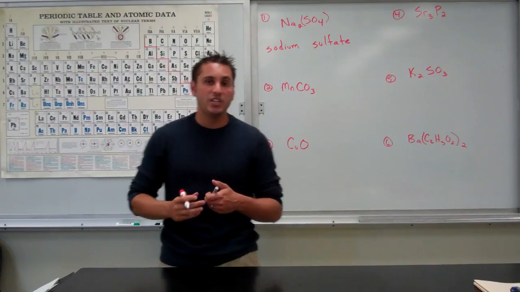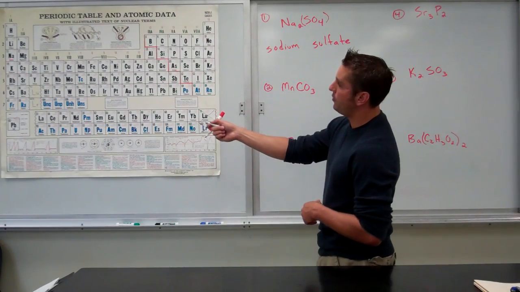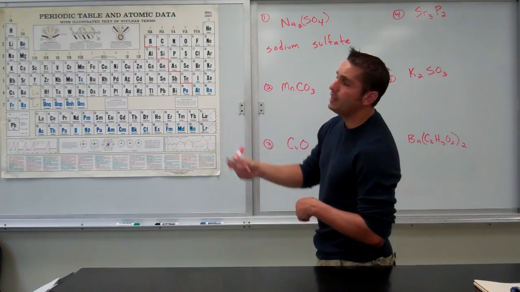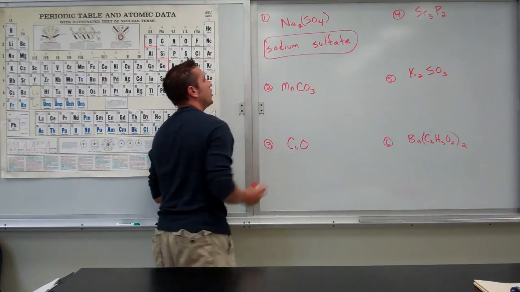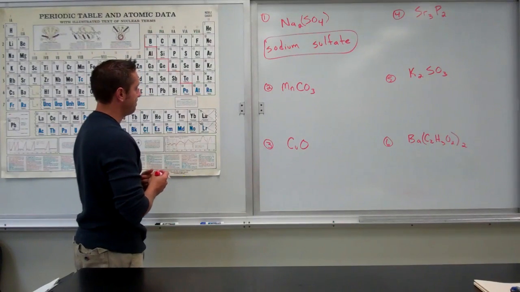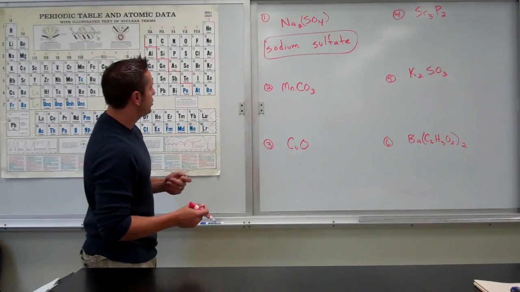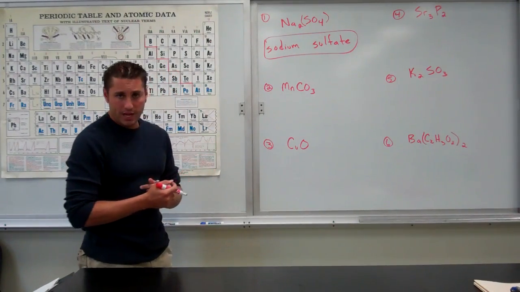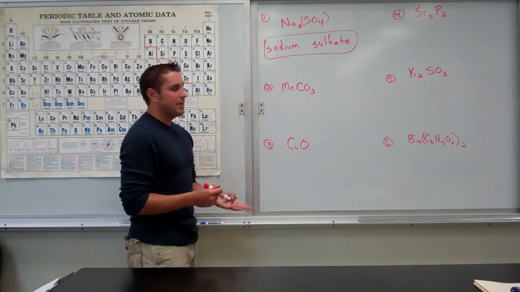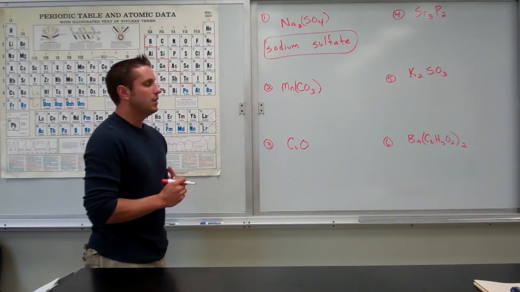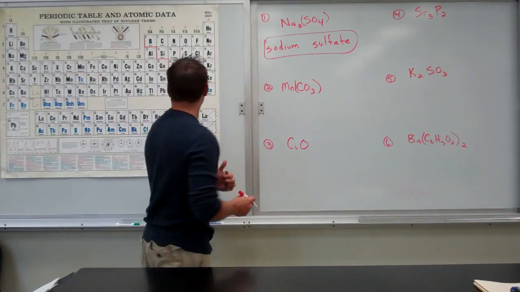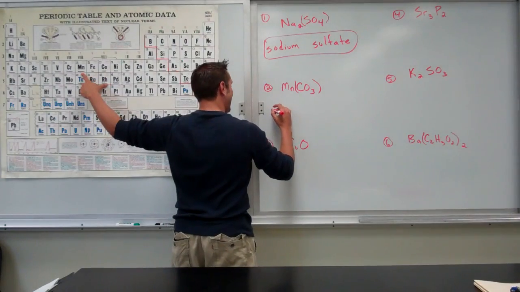And then lastly, we check, is sodium a transition metal? It is in group 1. Group 1 is not the transition metal group, so there is no Roman numeral needed. Number 2, MnCO3. And again, 3 elements here. So the 2 nonmetals must be a polyion. So I name my metal, Mn is right here, it's manganese.